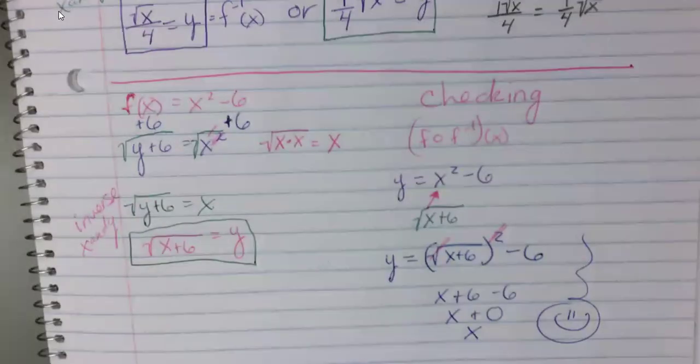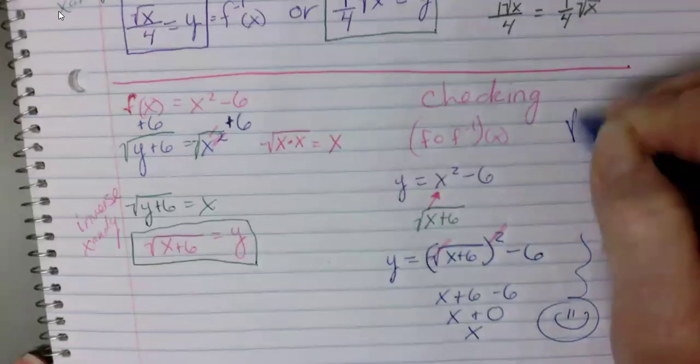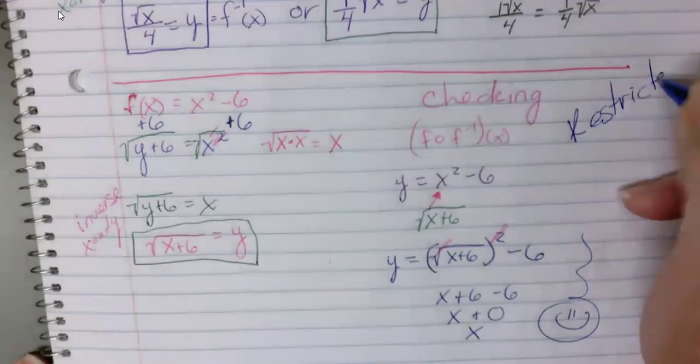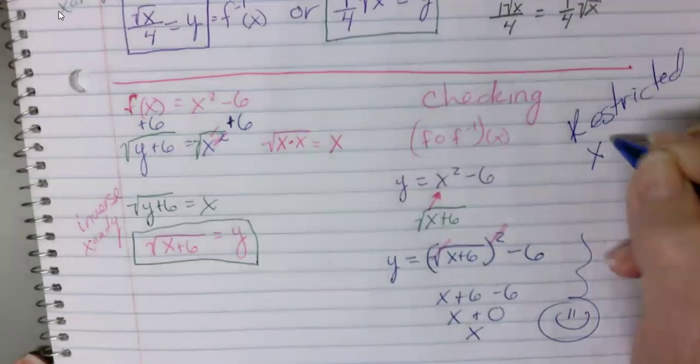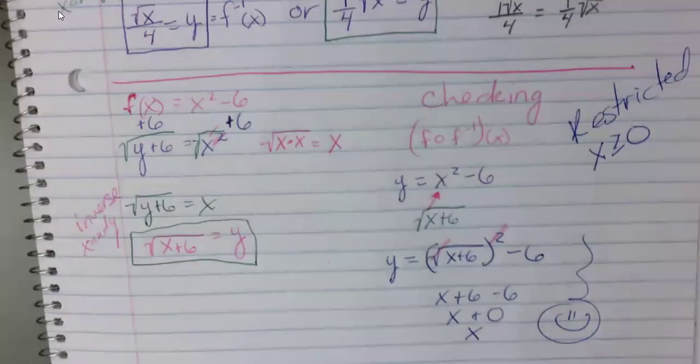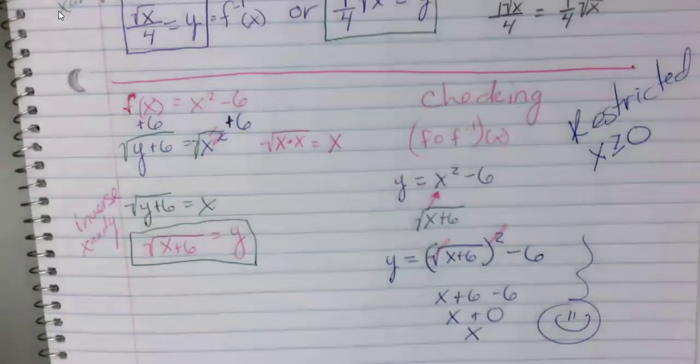Right on. I would like to remind you that this one also was restricted to when x is greater than or equal to 0. That's a limit or a restriction. All right, turning the page.